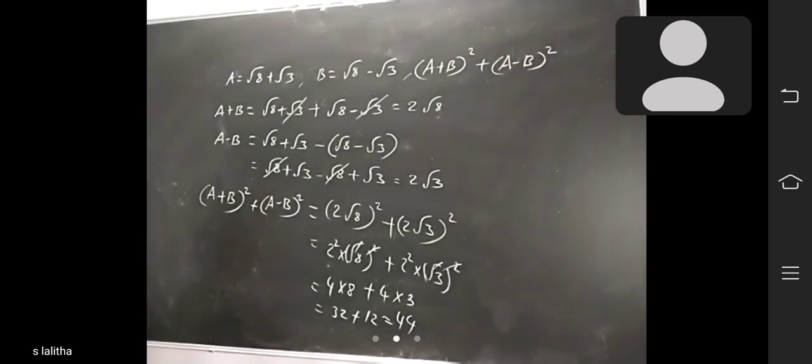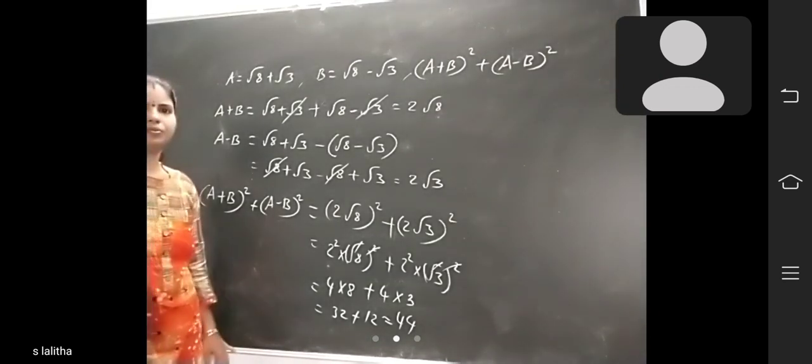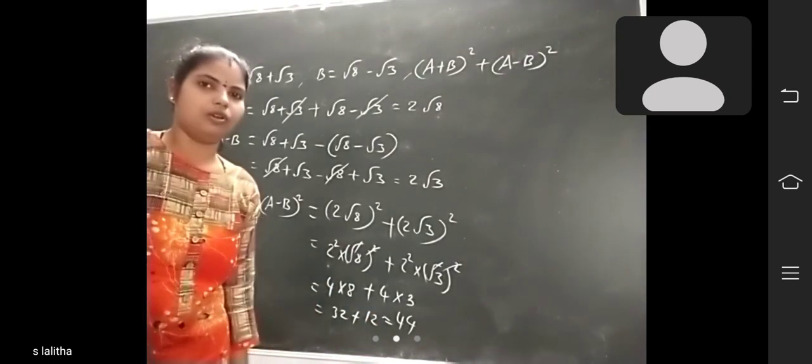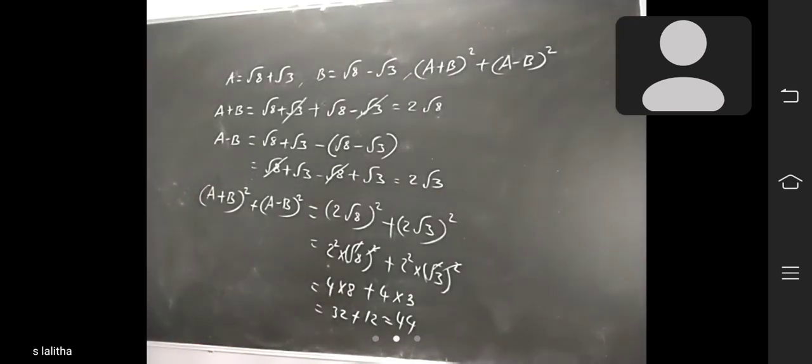44. What is the answer? 44. Did you understand now? So (a plus b) whole square plus (a minus b) whole square value is 44. Like that you can do the problem.